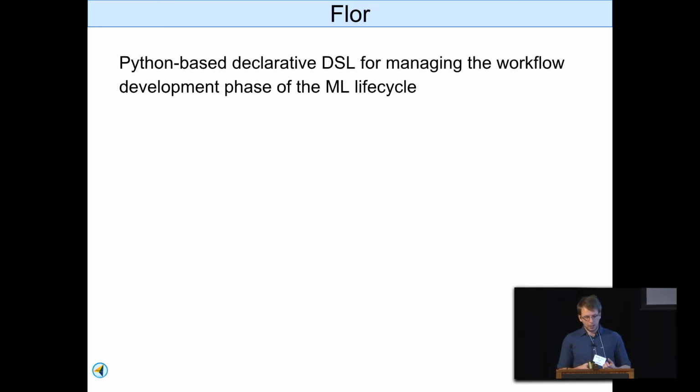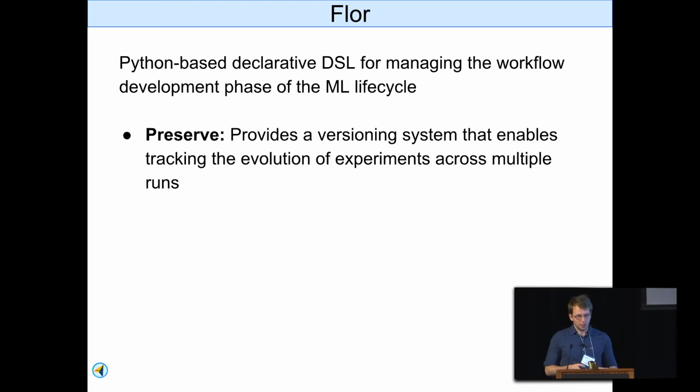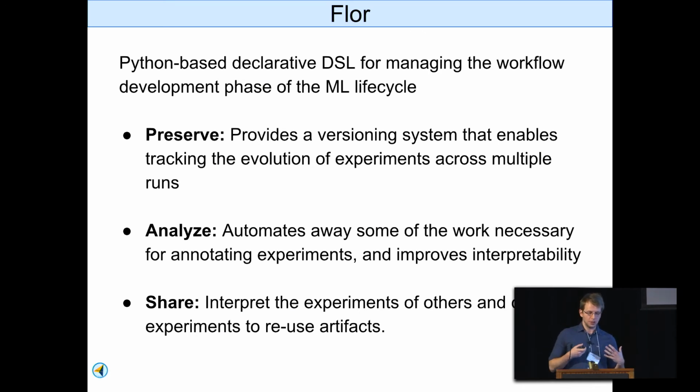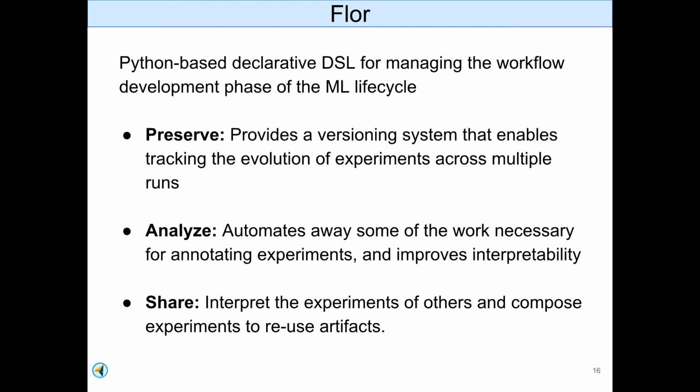Flor is a system with a Python-based declarative DSL that addresses this issue. Flor provides a versioning system that enables users to preserve and track the evolution of experiments across different runs. It stores and manages all the data context generated through various activities that are part of the ML pipeline development and training process. Flor includes tools for annotating experiments, analyzing past experiments, and answering questions about experiments, results, and behavior. Lastly, Flor enables users to share experiments and to interpret the experiments other people have done.